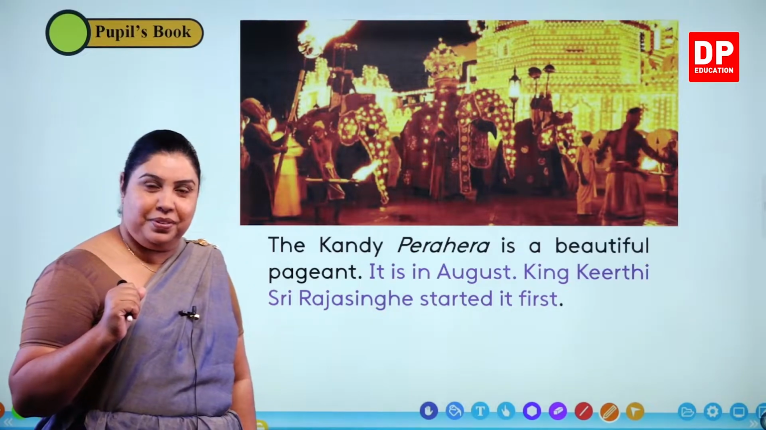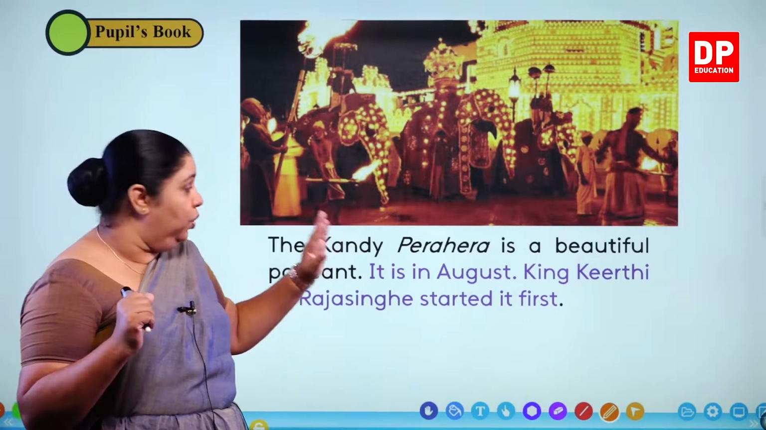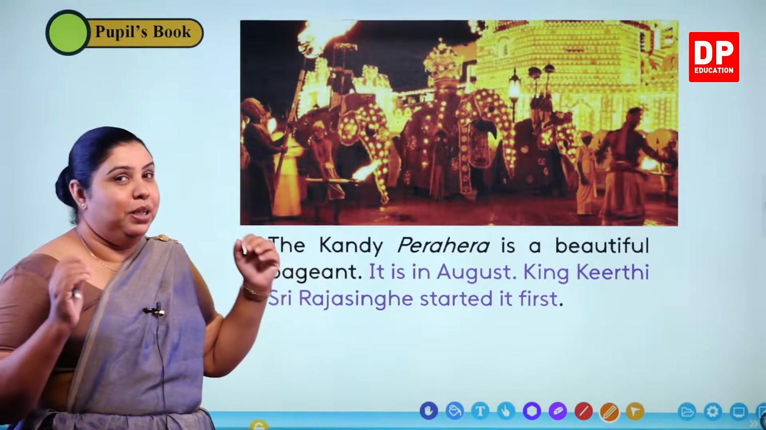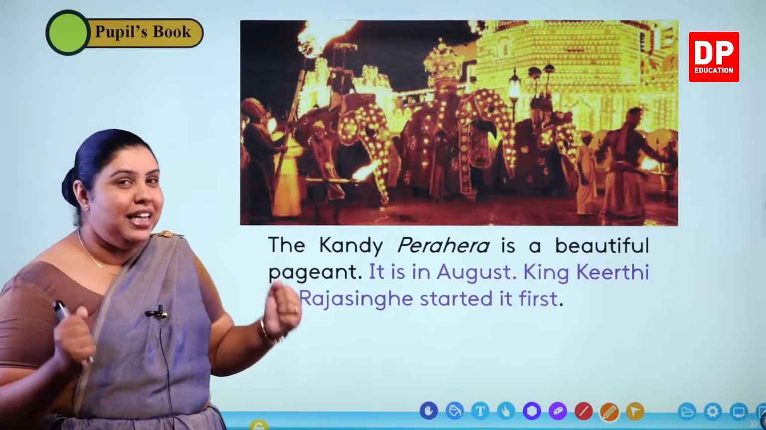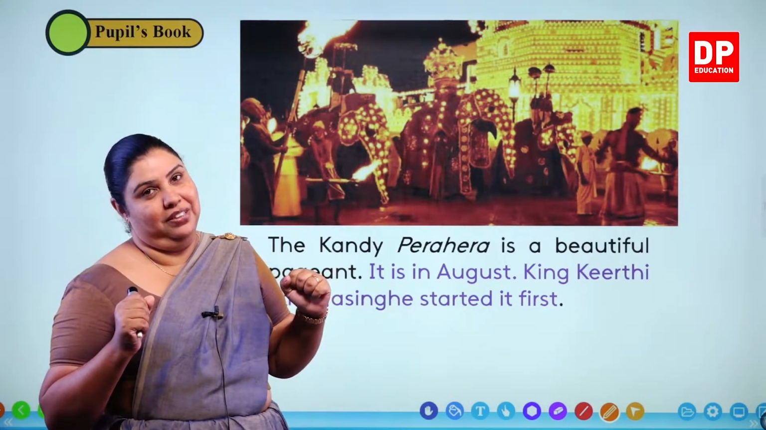Right? So now here we are going to look at the purple color sentences very carefully because those sentences are an answer for the question.